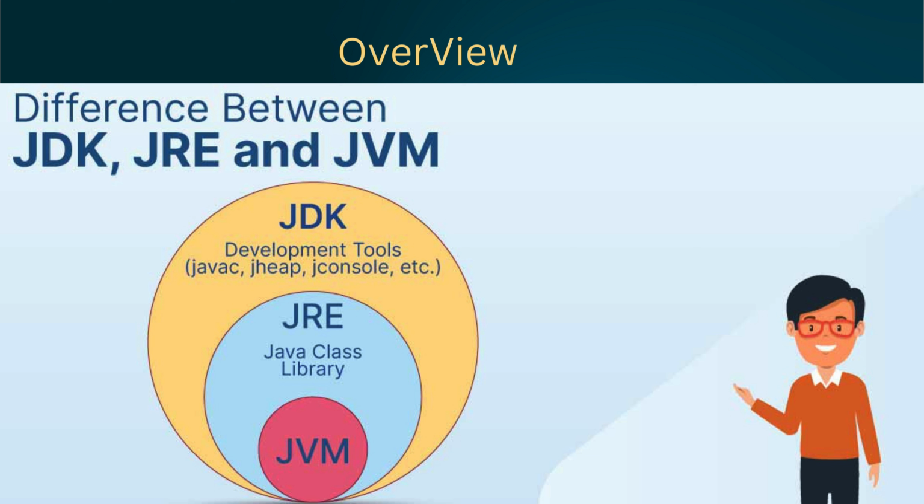In conclusion, think of it like this. The JDK contains the JRE and the JRE contains the JVM. The JVM runs Java applications, the JRE provides the environment to run them, and the JDK is the complete toolkit for development.